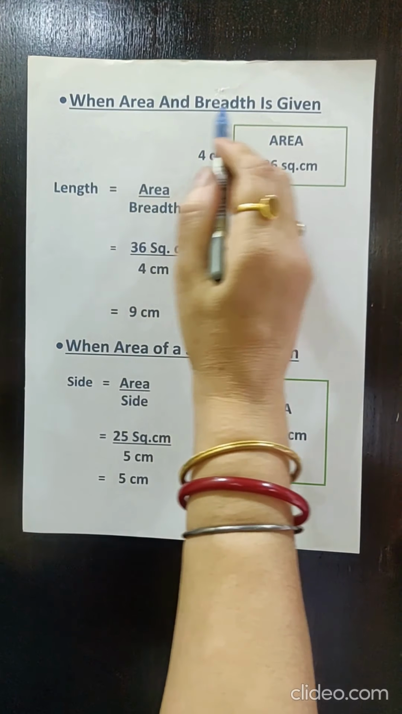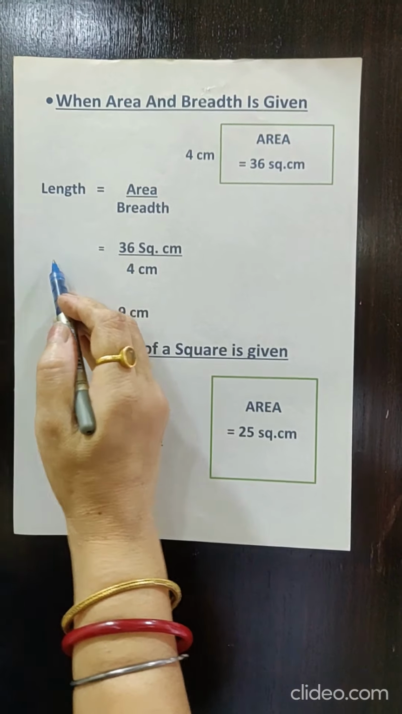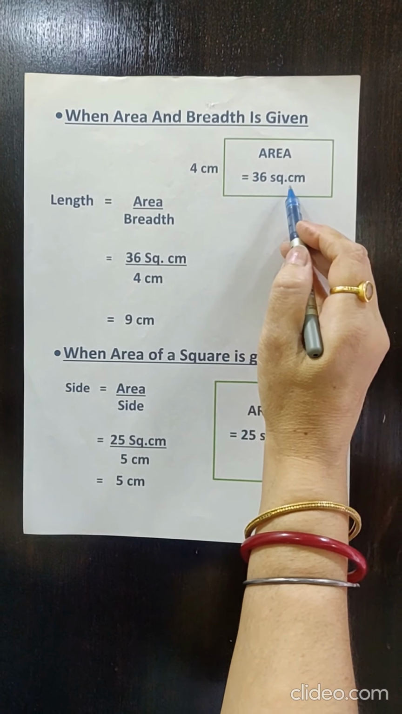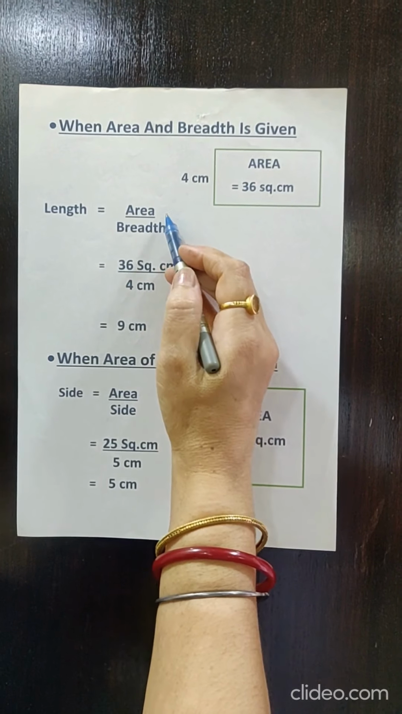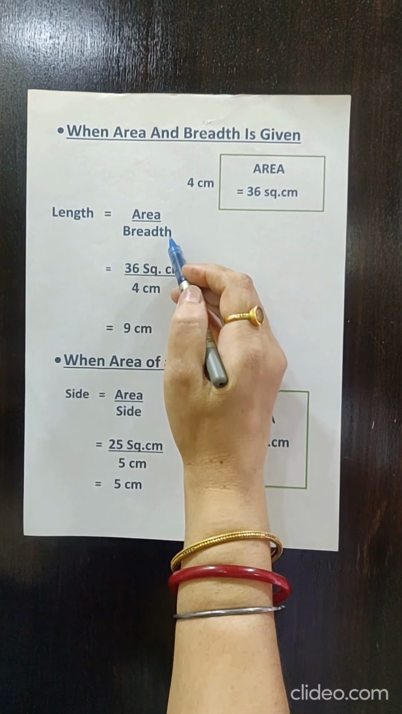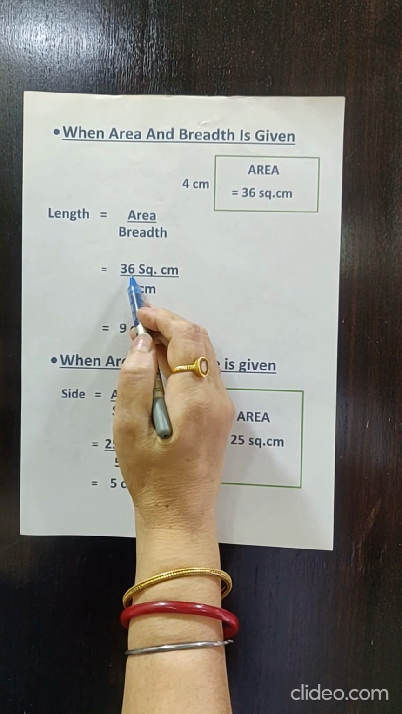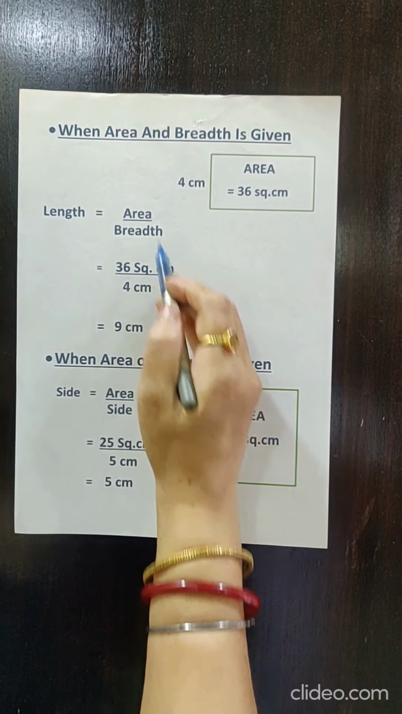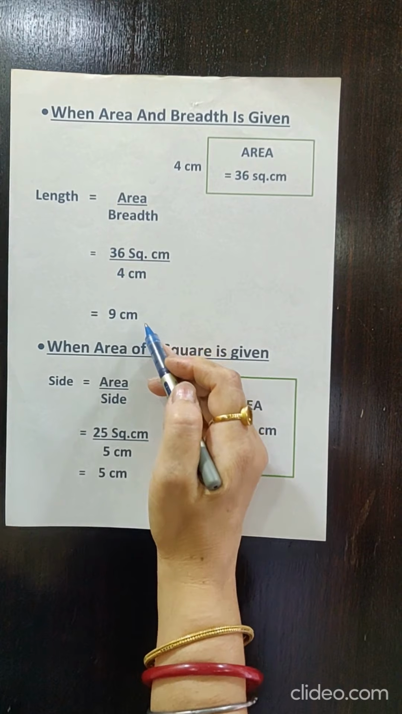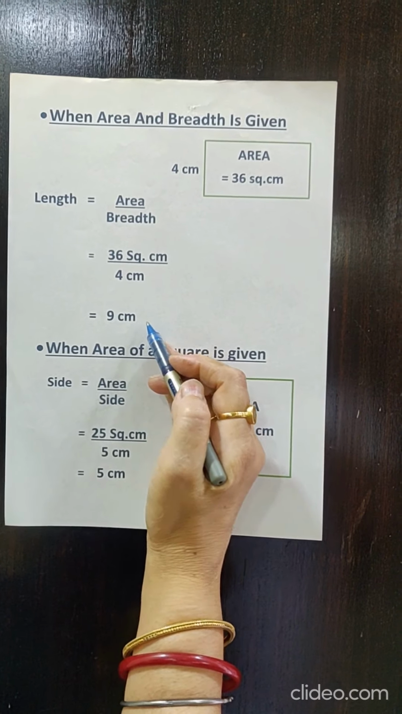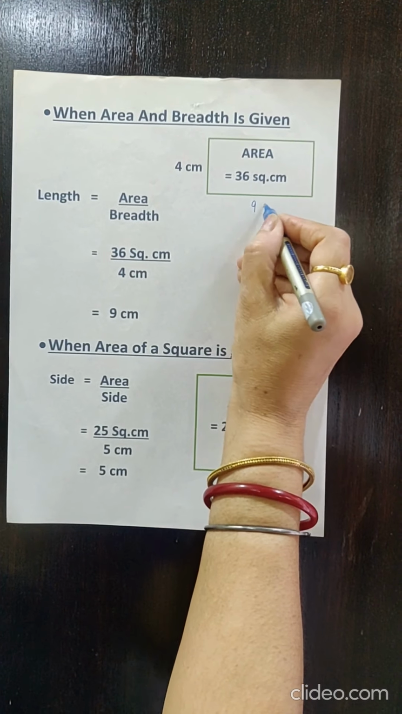Now when area and breadth are given, how to find the length? Area is 36 square centimeter and the breadth is 4 centimeter. We write the formula: length equals area upon breadth. We fill in the details. 36 square centimeter is the area and 4 centimeter is the breadth. When we cancel it, we get 9 centimeter as its length. So the length is 9 centimeter.